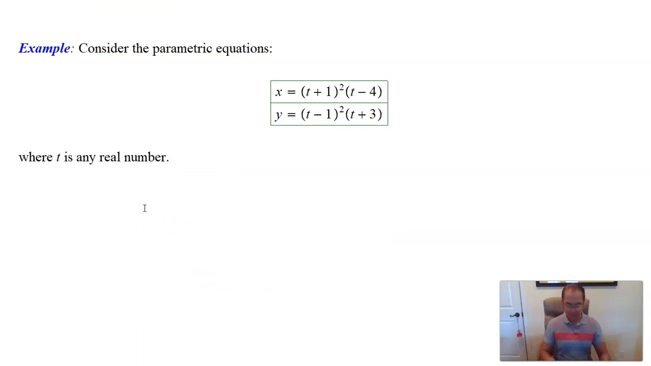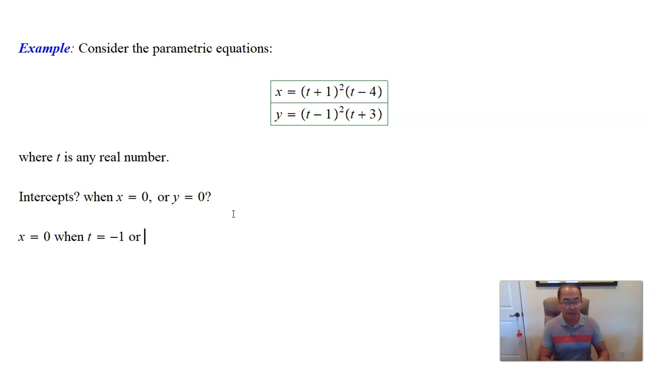Okay, so first thing we're going to ask is, what are the intercepts of this curve? In other words, when is x 0 or y 0? Okay, x intercepts, y intercepts. So when x is 0, you get your y intercepts. And when y is 0, you get your x intercepts. So x equals 0 when, what values of t? We'll get negative 1 or 4. So we will get two values for y. When t is minus 1, you'll get minus 1.